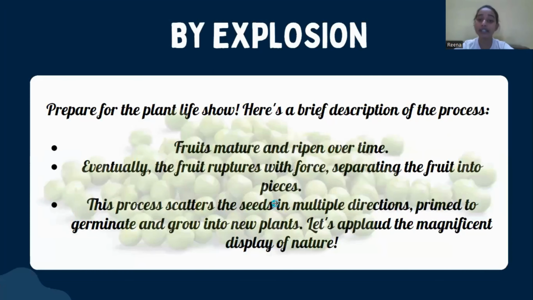So now is by explosion. The brief description of this process is, firstly, the fruits mature and then they ripen. Okay, these fruits mature and rot. When they rot, what happens? The fruit blasts. They separate the fruit. It then scatters into different places and then it germinates and grows into a new plant.